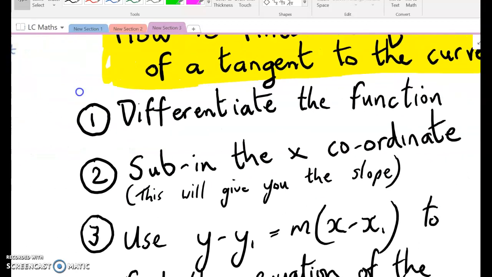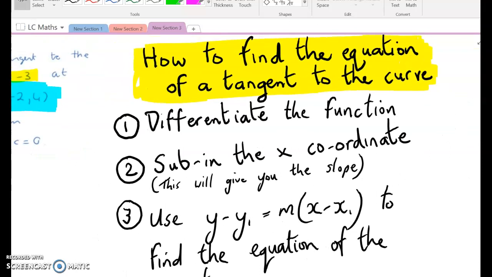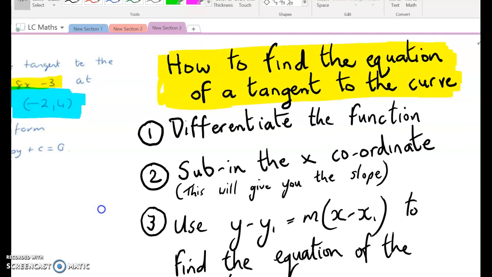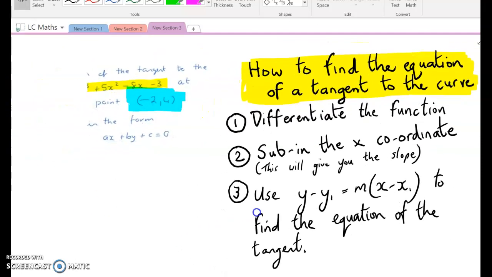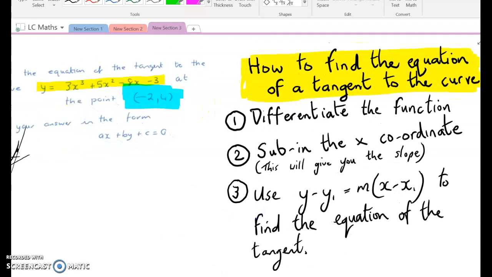Now, how do you do these questions? Step one is you have to differentiate the function. In the previous video I made, it'll tell you how to differentiate. But we have to differentiate that function there that's in yellow. So remember, the power multiplies by the number in front, and then it reduces by 1.